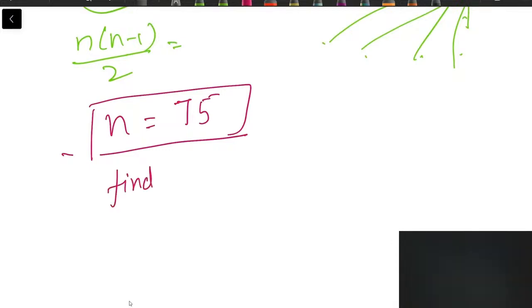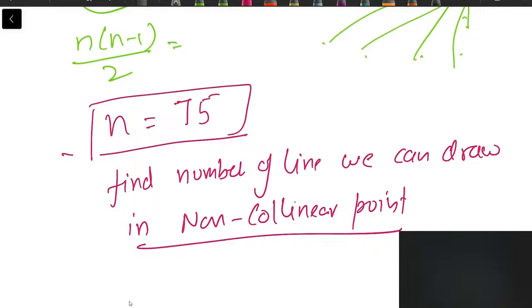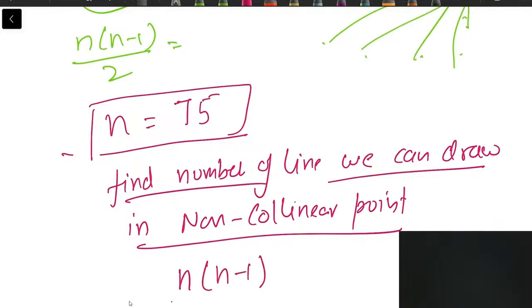Find the number of lines we can draw in non-collinear points. All these 75 points are non-collinear, so you have to find how many lines we can draw. The formula for this is n(n minus 1)/2. So we substitute the value here: 75 times (75 minus 1) divided by 2.